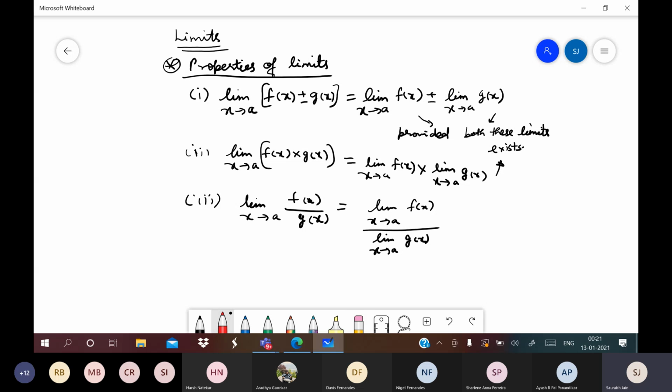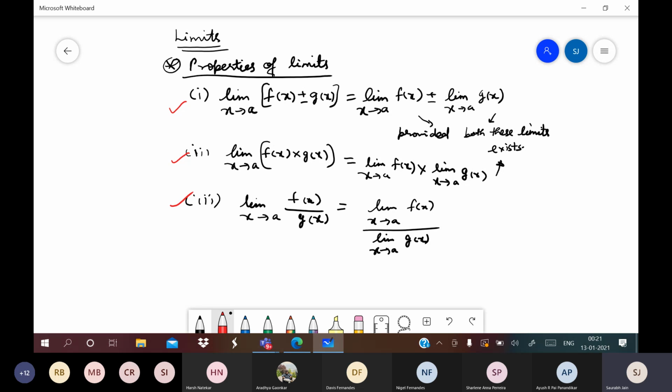What is the meaning of the first property? See, we have the limit of the sum or difference of two functions. f(x) plus or minus g(x) means either two functions are added or subtracted, and you are supposed to find the limit as x tends to a. What is the property? This limit symbol gets distributed over the positive or negative sign. The same holds for multiplication and division. If you consider all these three properties simultaneously, what you observe is that the limit sign is distributed on each of the functions, whether there is plus or minus or multiplication or division.